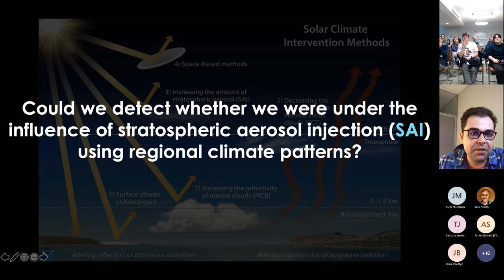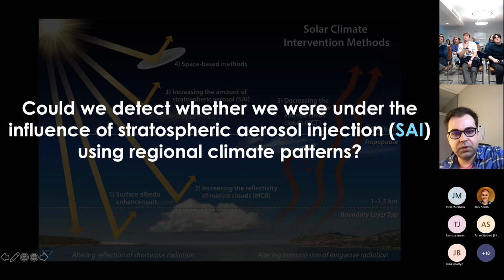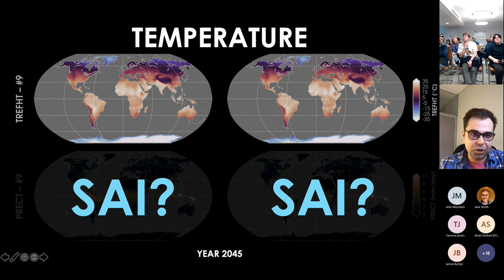So you might say, for those of you who work in remote sensing, well, of course, we could look at aerosol optical depth and whether there was all of a sudden an anomaly of aerosols. But the question we're asking in this work is whether we could detect an influence on climate patterns. So that's what we're going to use for machine learning. So I'll return to an example of temperature.